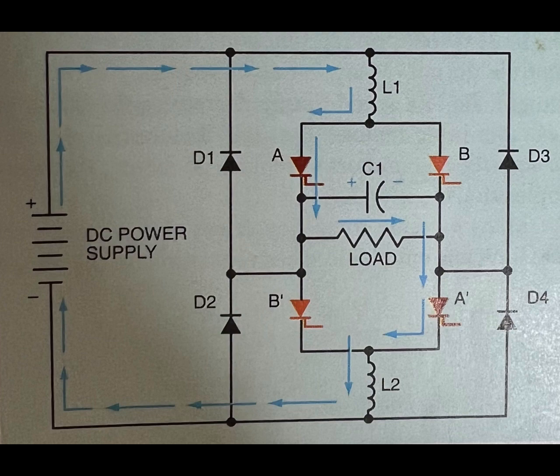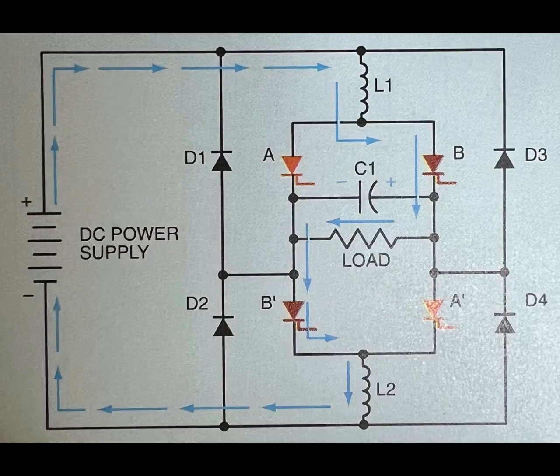Because current now flows through SCRs B1 and B2, SCRs A1 and A2 turn off. Notice that the current flows through the load in the opposite direction, which produces alternating current through the load, and that capacitor C1 has been charged to the opposite polarity.